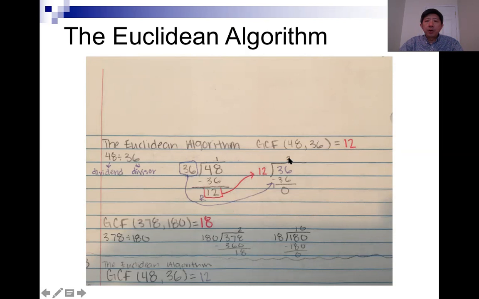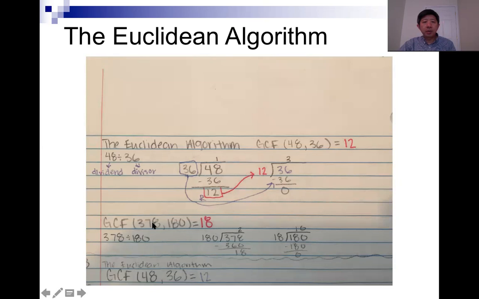So therefore, we take 36 divided by 12. 3 times 12, we got 36. Therefore, we got 0. Once we find a 0 there, where is the GCF? This will be the GCF. This 12 will be the GCF.